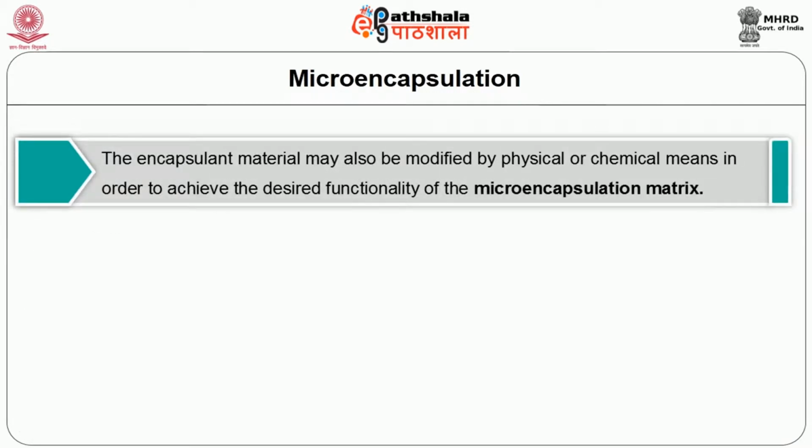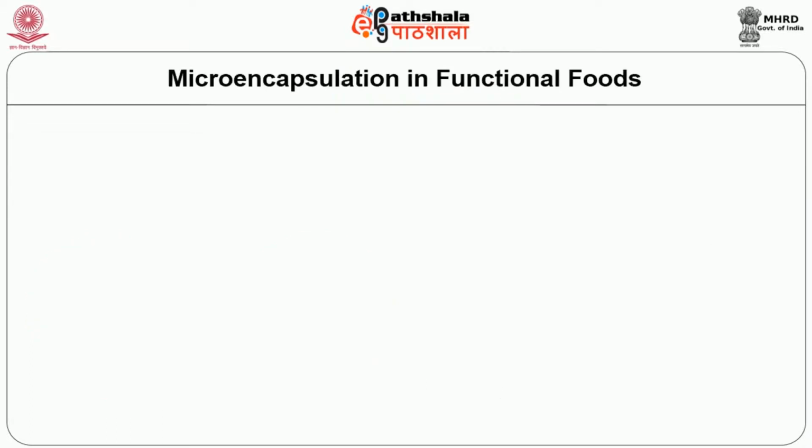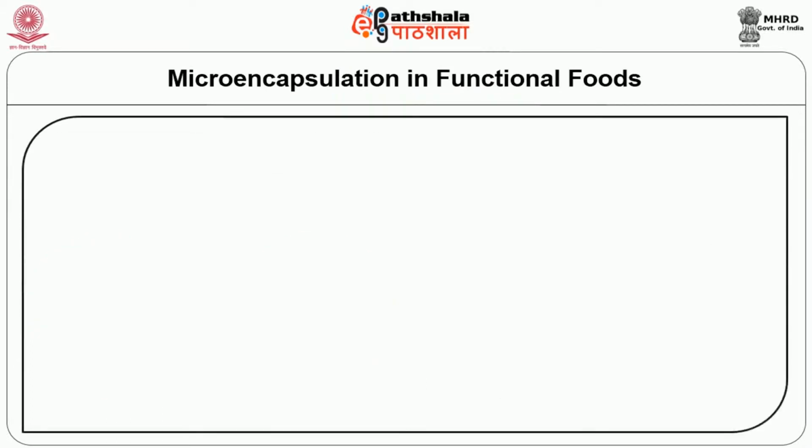The encapsulant material may also be modified by physical or chemical means in order to achieve the desired functionality of the microencapsulation matrix. The choice of the encapsulant material is therefore dependent on a number of factors, including its physical and chemical properties, its compatibility with the target food application, and its influence on the sensory and aesthetic properties of the final food product. Microencapsulation in functional foods.